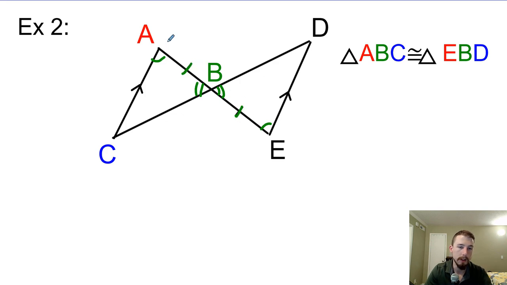So we have, in this case, let me change colors again. We have angle, included side, angle. Then we have the same angle down here, included side, angle. So this is going to be triangle ABC is congruent to triangle EBD by angle, included side, angle. And again, the importance is the location of the side, which is directly in between the two congruent angles, or corresponding congruent angles. You get what I'm saying.